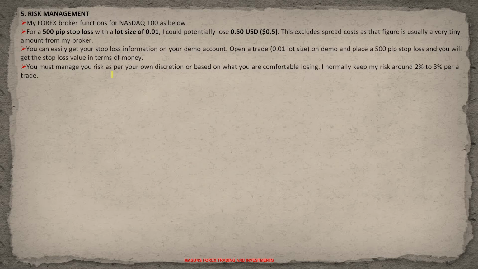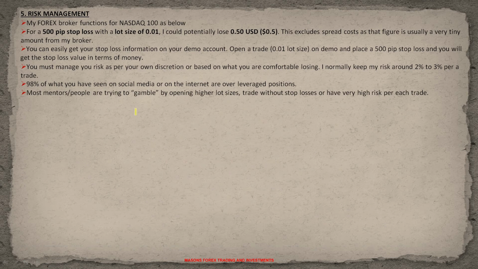You must manage your risk as per your own discretion or based on what you are comfortable losing. I normally keep my risk around 2 to 3% per each trade. 98% of what you have seen on social media or on the internet are over leveraged positions. Most mentors or people are trying to gamble by opening higher lot sizes, trade without stop losses, or have very high risks for each trade. This eventually leads to the account being completely blown or they lose everything.